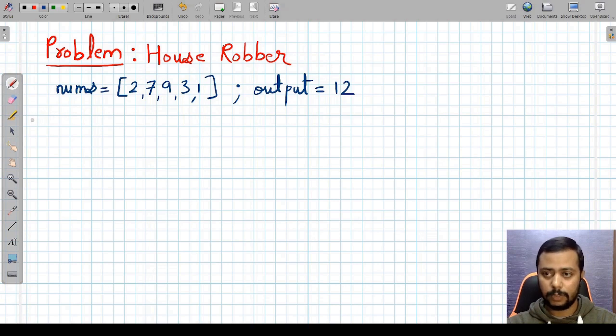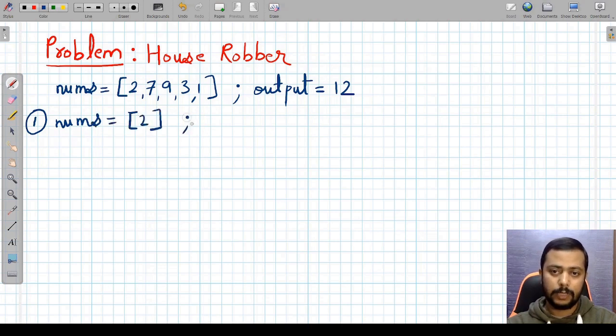Let's say we had only one house, so let us assume the array was just this. There was only one house, which is 2. So if I ask you what should be the output for this case, if there is only one house and I ask you how much money can you rob, you will simply say there is one house, there is nothing restricting us from robbing it. So the result here will be just simply 2. There is only one house which can give us 2 amount of money.